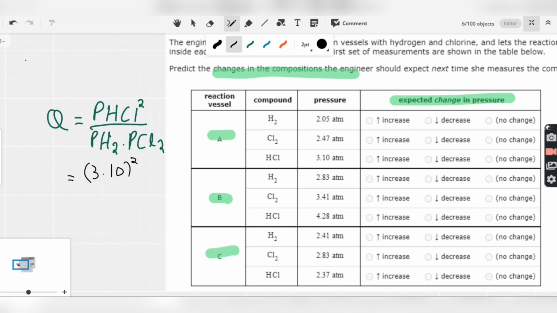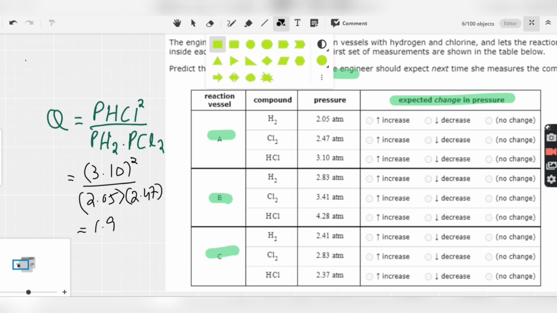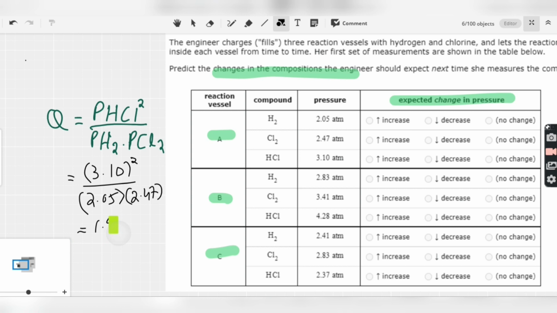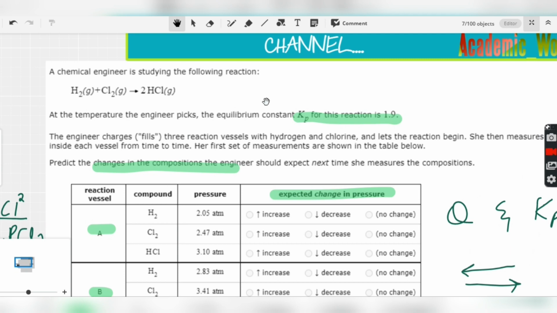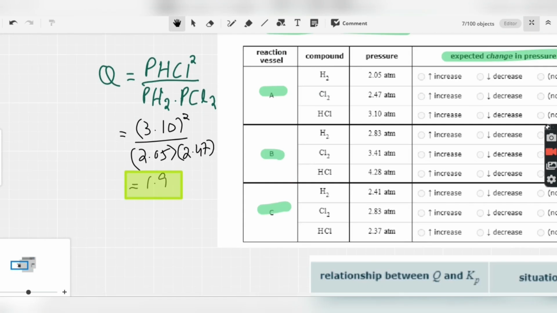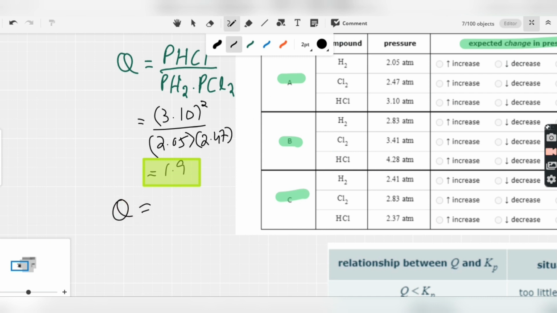So we have 3.10 squared divided by 2.05 times 2.47. When we calculate it, the answer will be 1.9. This is equal to the equilibrium constant, because we know that the equilibrium constant for this reaction is 1.9. So it means here Q is equal to Kp.